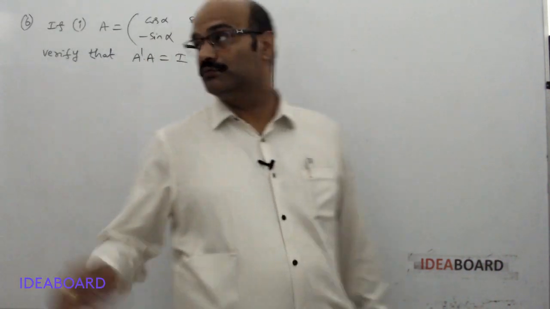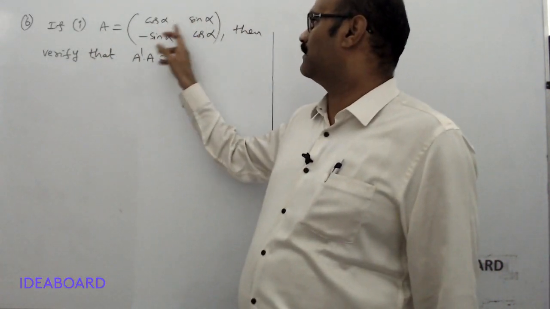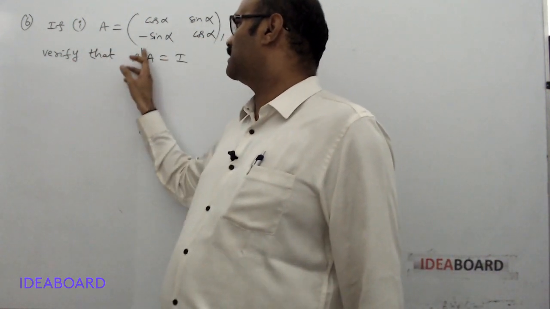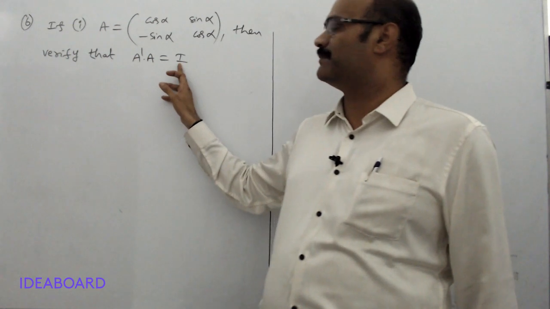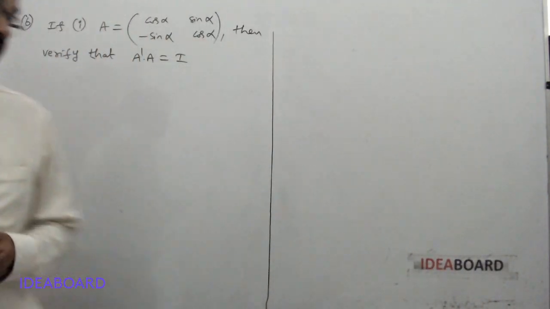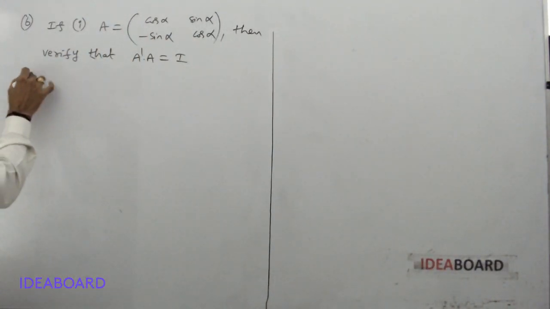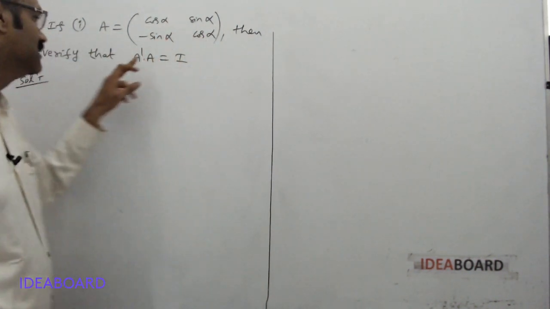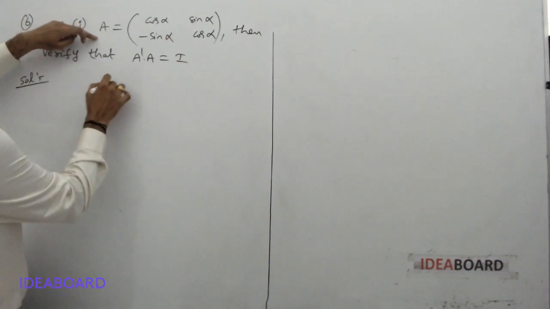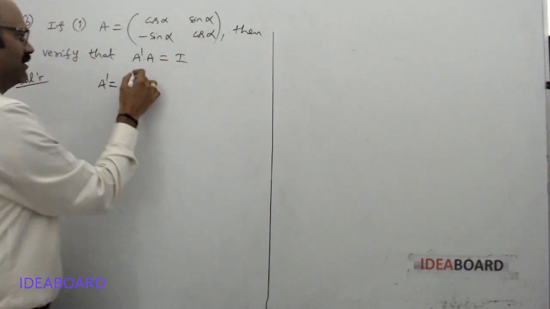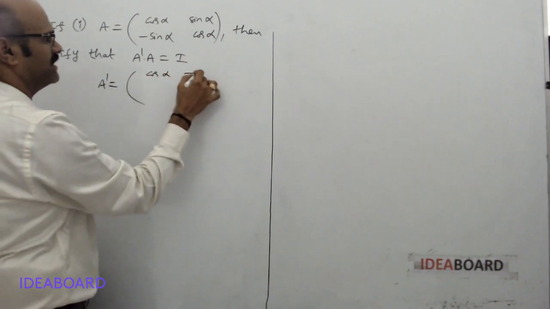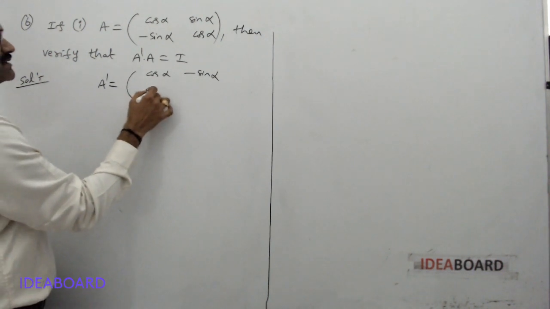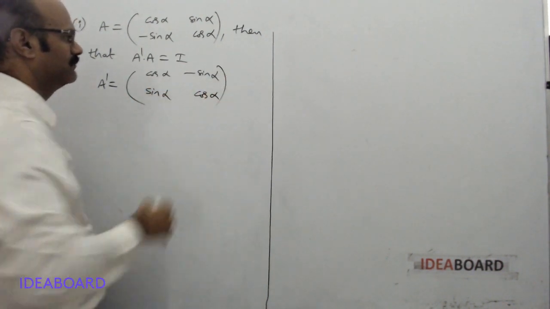If A equal to cos alpha, sin alpha, minus sin alpha, cos alpha, then verify that A transpose into A equal to identity matrix. Given that A equal to cos alpha, sin alpha, minus sin alpha, cos alpha, A dash will be equal to, write C1 into R1, cos alpha, minus sin alpha. Write second column into second row, sin alpha, cos alpha.